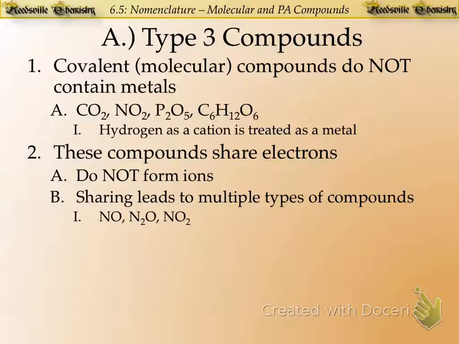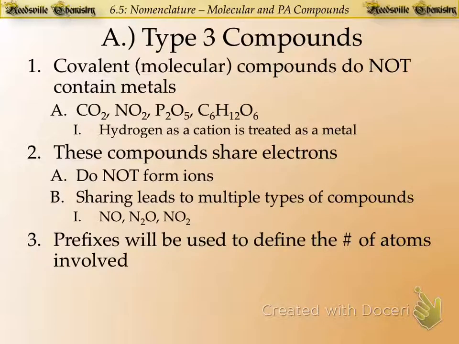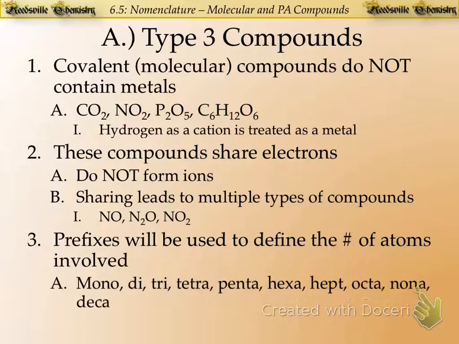So what I'm trying to get at here is there's like no valence electron system that we can use to name these things. But if you heard me name the NO, N2O, and NO2, I was using things like prefixes to explain how many atoms were involved in each one of those compounds. So that's what we're going to do for covalent compounds. If you see a compound that does not contain a metal, you're going to use these things called prefixes to define the number of atoms involved in the compound. And here are the prefixes that we will use, starting with mono, which is the prefix for 1, and ending with deca, which is the prefix for 10.